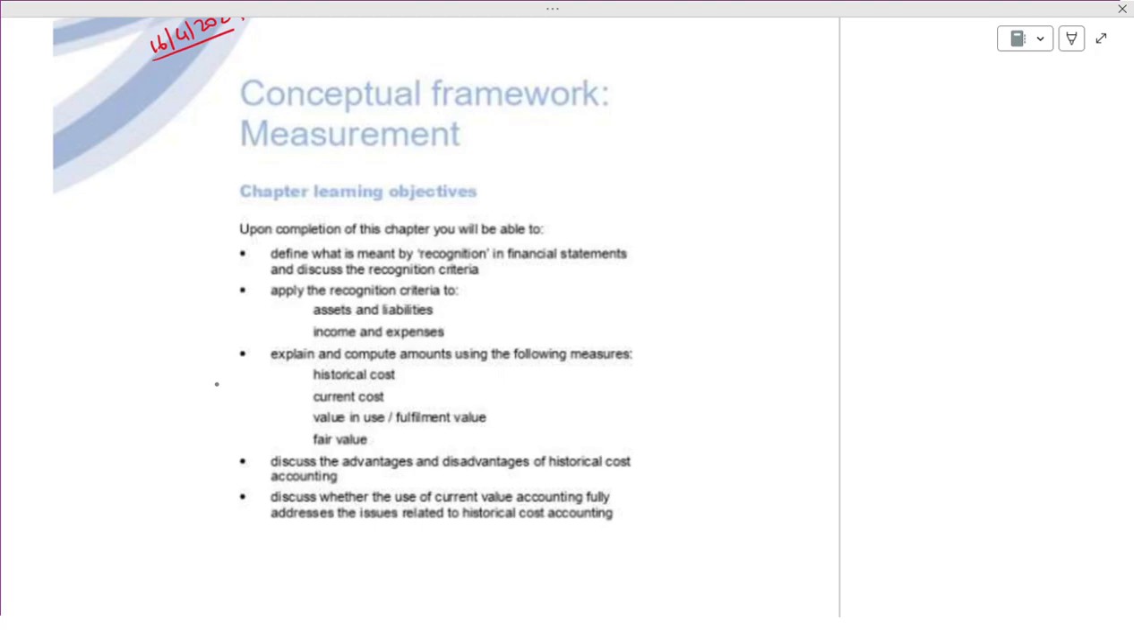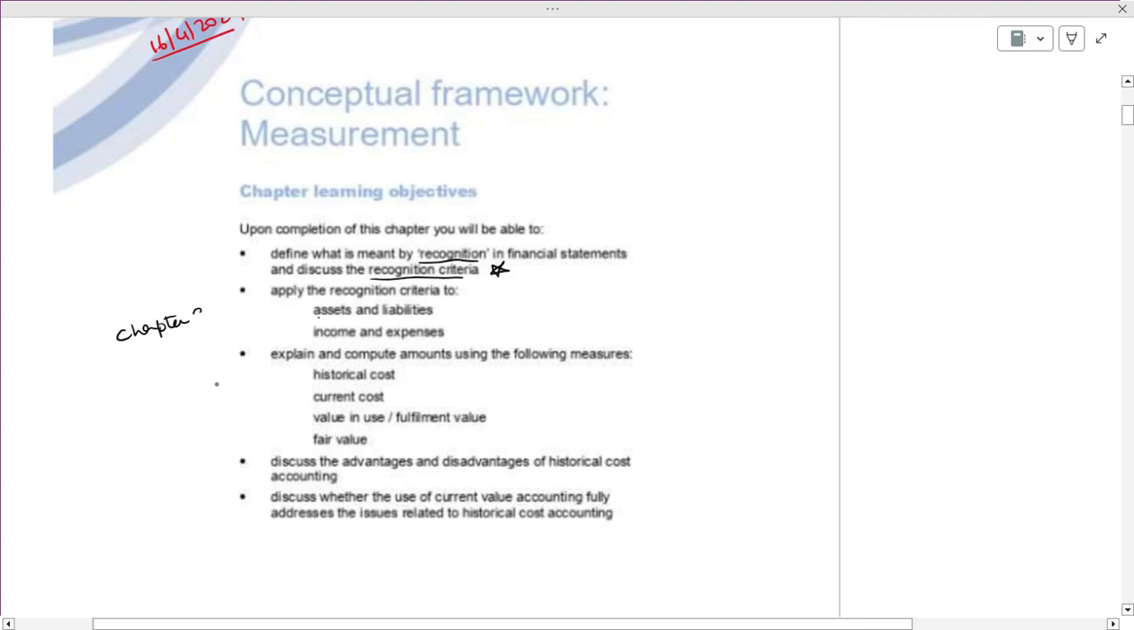Why? What is meant by recognition? Recognition in financial statements. What is the criteria? Okay, recognition criteria. A little bit, this is important. We know what the assets are, what the liabilities are. Again, we are going to cover this in chapter 9, financial instruments. Okay, financial instruments will be covered.